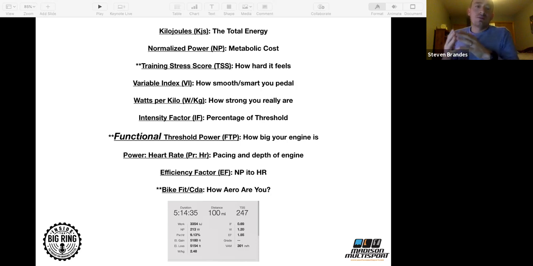So don't look at the actual FTP number or the actual wattage as the most important number. How you look at it in regards to watts per kilo is important. This is where people get confused when they're asking, am I getting better? If you're testing regularly, I always look at their FTP, their threshold power, and how much they weigh, because how much you weigh plays a huge part in how strong you are.